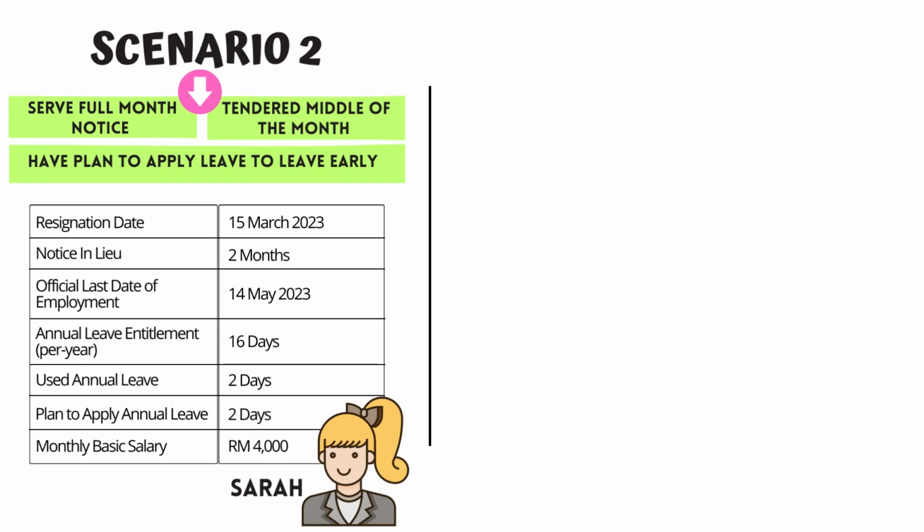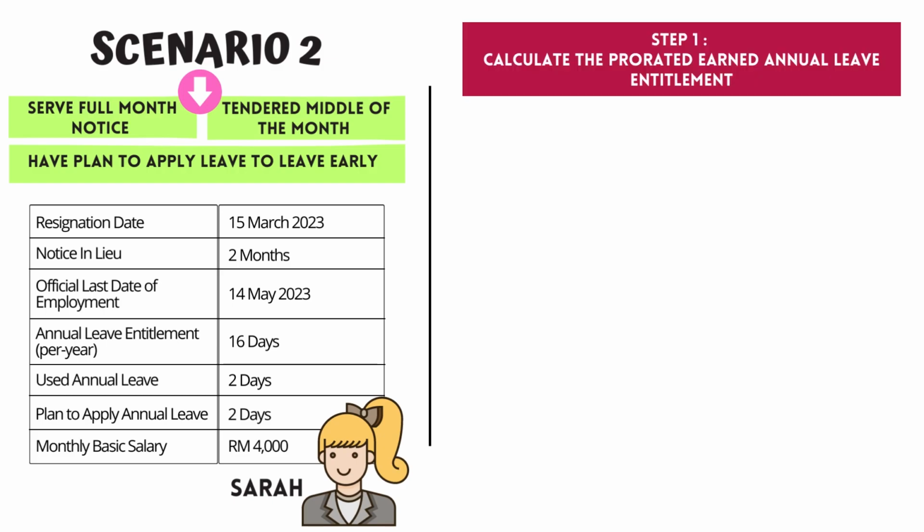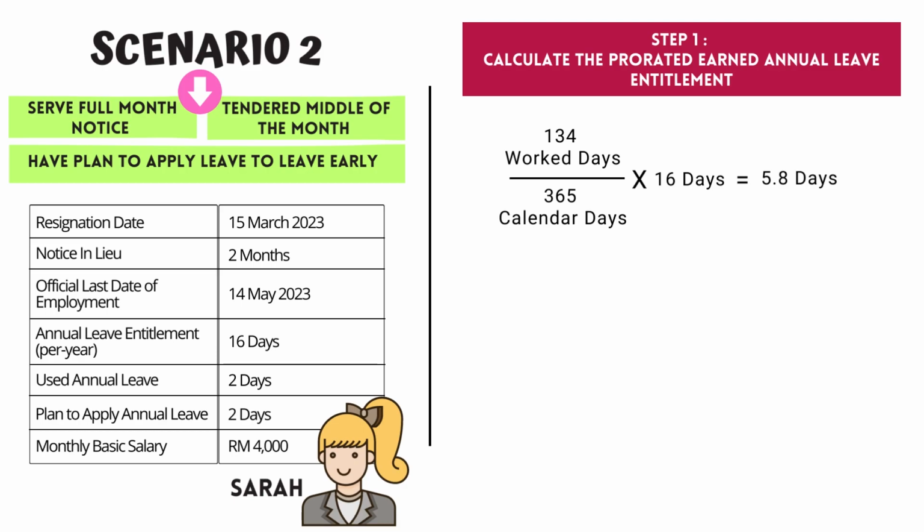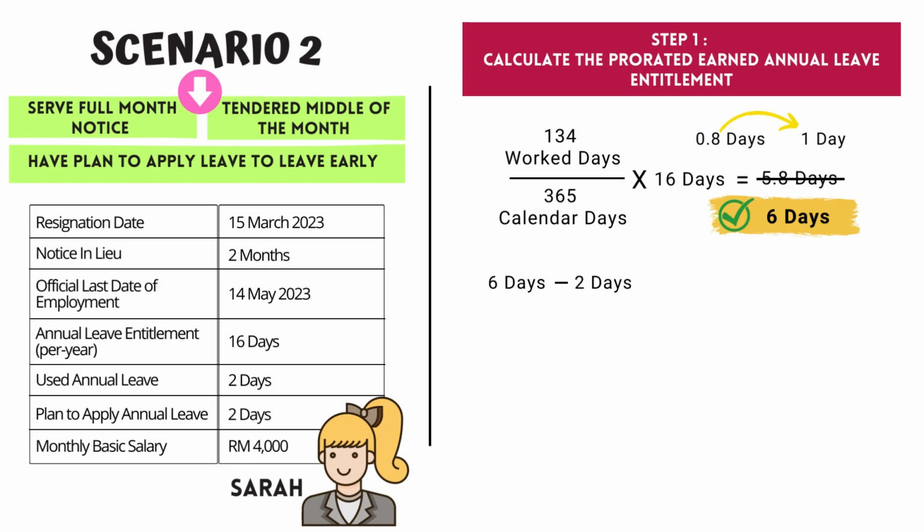Again, the first step you need to do is to calculate the prorated earned annual leave entitlement. Firstly, add up all the worked days up to last date of employment, which is 134 days, divide by 365 calendar days, times 16 days of annual leave entitlement for that particular year. The result is 5.8 days, where the 0.8 will be rounded up to 1 day. So, the prorated earned annual leave is 6 days. Next, take the prorated earned annual leave entitlement of 6 days, minus the 2 days of taken leave, minus another 2 days where Sarah has intended to apply for the leave, so the balance of earned annual leave entitlement is 2 days.